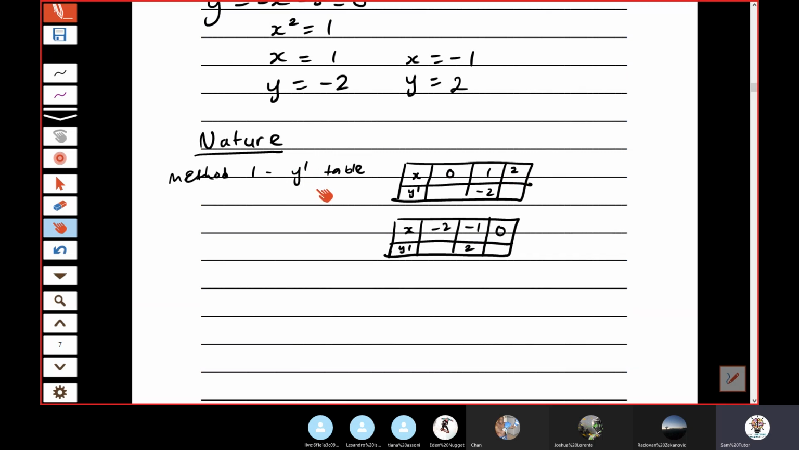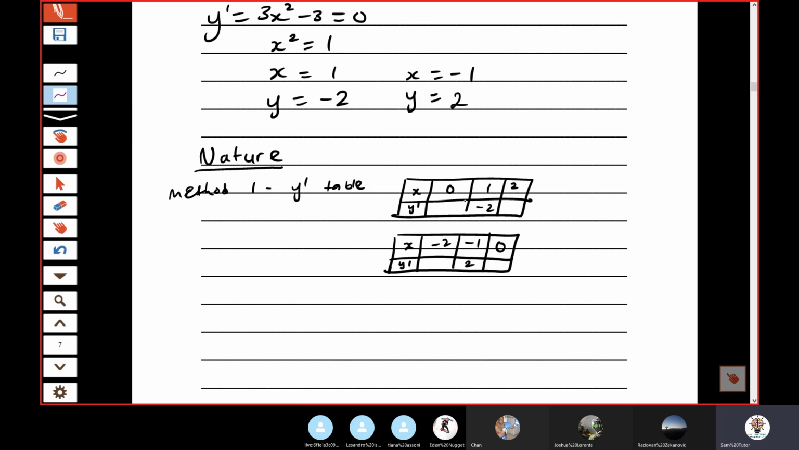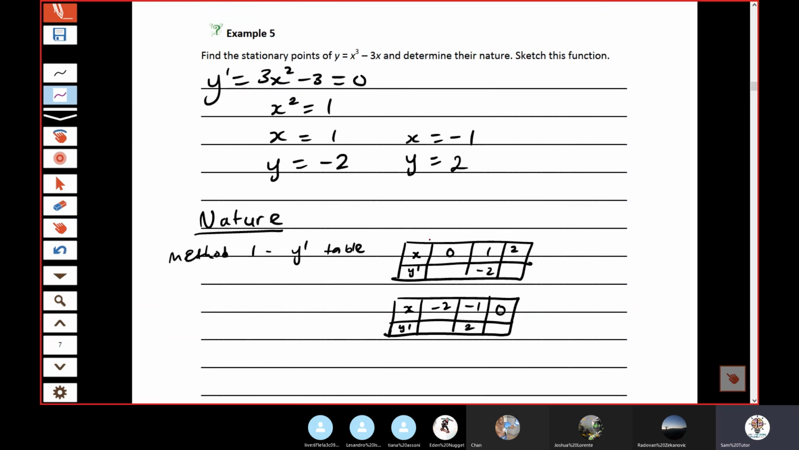Okay, and then we're just going to sub it back into our y dash. That's why it's a y dash table. So sub these numbers into here. 0, take away 3, negative 3. Sub 2 into here, 9. Sub negative 2 into there, should still be 9. Sub in 0 will be negative 3.